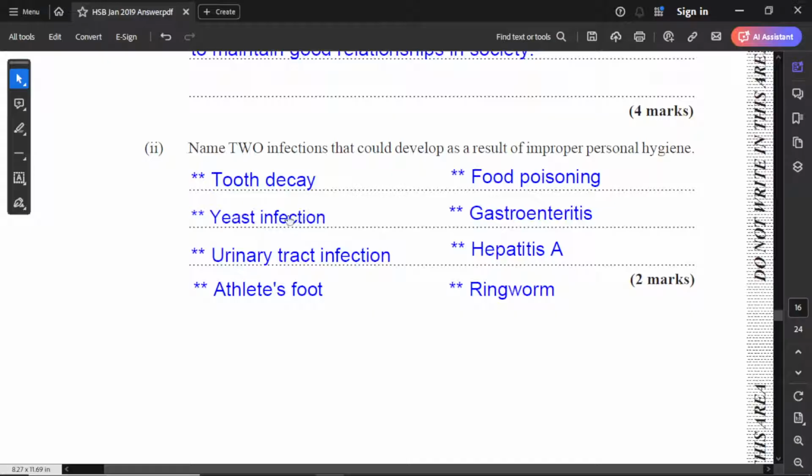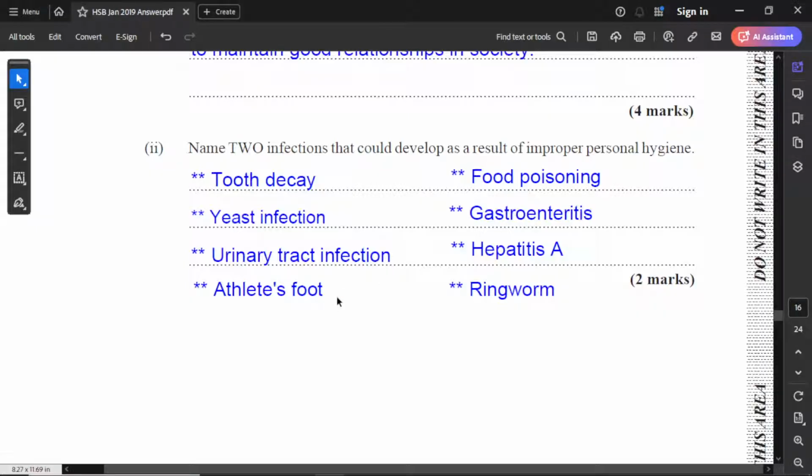Tooth decay for one, if you don't brush your teeth, oh my God. Yeast infection, females, you need to wash properly. Be careful of the things that you wear, even where you sit, things like that. Urinary tract infections. You may develop that again, most often in females, but of course can happen in males as well.